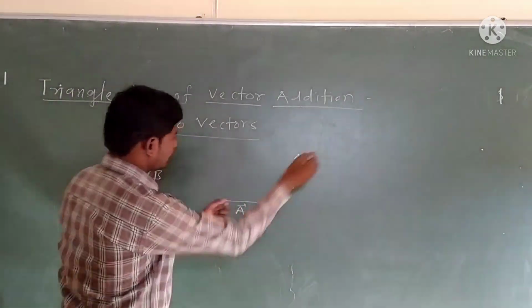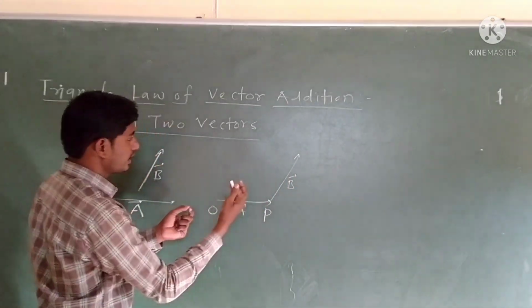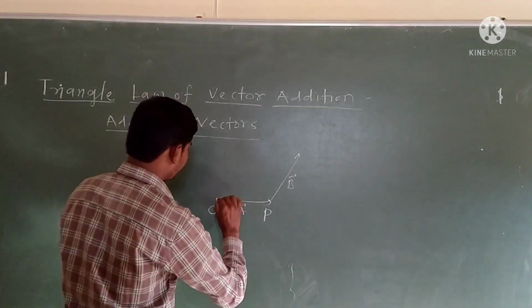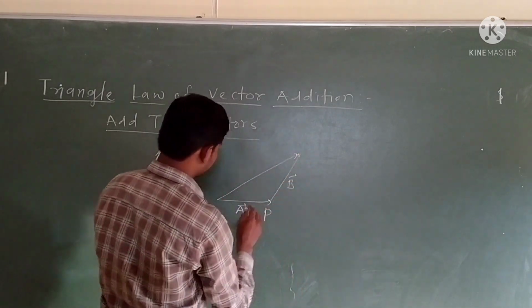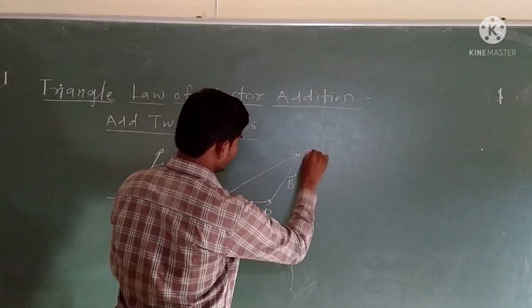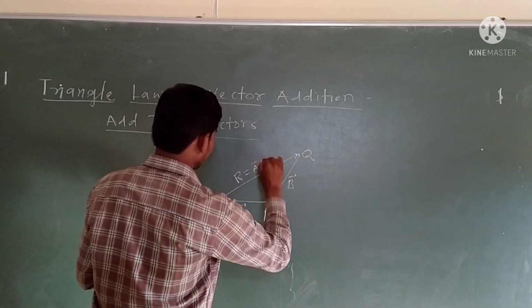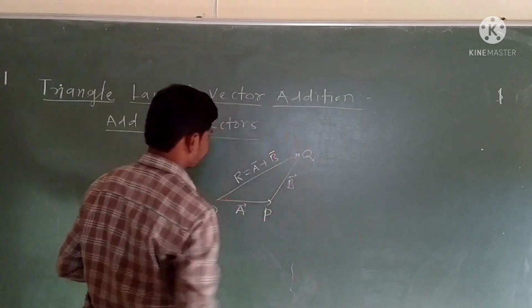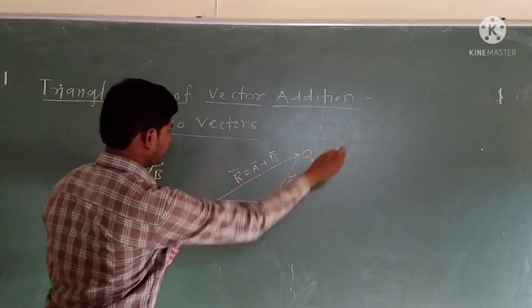Now in this situation I take the opposite order. The resultant should be opposite. So I draw from this point to this point. Suppose this point is Q, then the resultant R will be vector A plus vector B. Okay, resultant R is equal to vector A plus vector B.